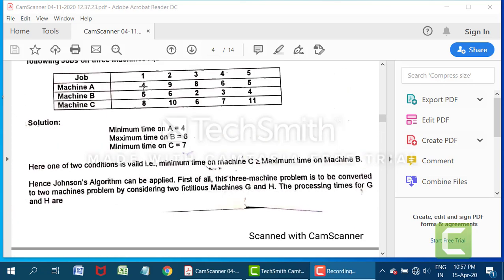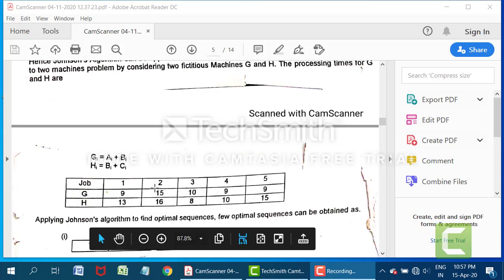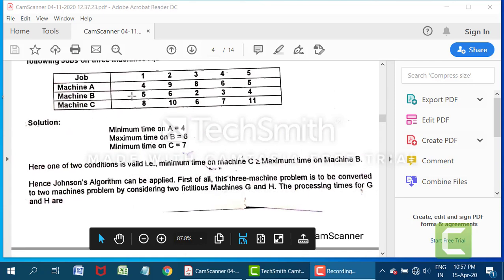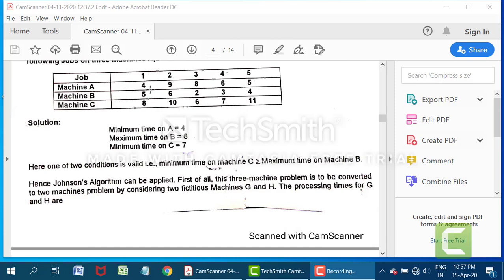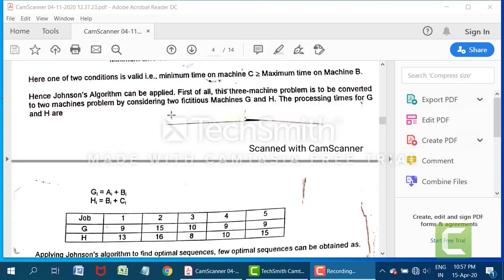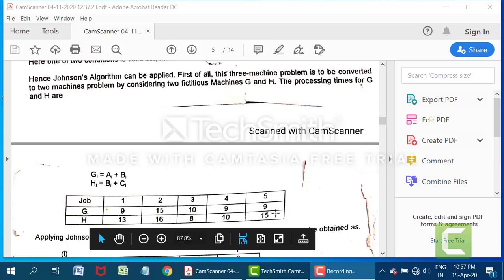So how will you get it? For GI, 4 plus 5 for the first job. For the second job, 9 plus 6. For the third job, 8 plus 2. For the fourth job, 6 plus 3. For the fifth job, 5 plus 4. These are the processing times for G: 9, 15, 10, 9. So when you add the first two rows, this becomes the processing times for G. When you add the last two rows, the processing times on machine B and machine C: 5 plus 8, 13; 6 plus 10, 16. See, 13, 16, like that.